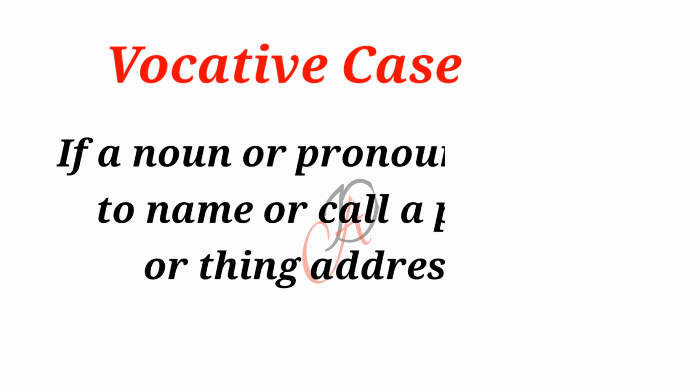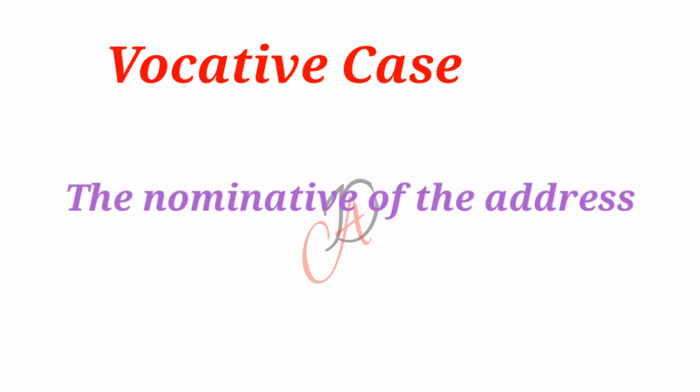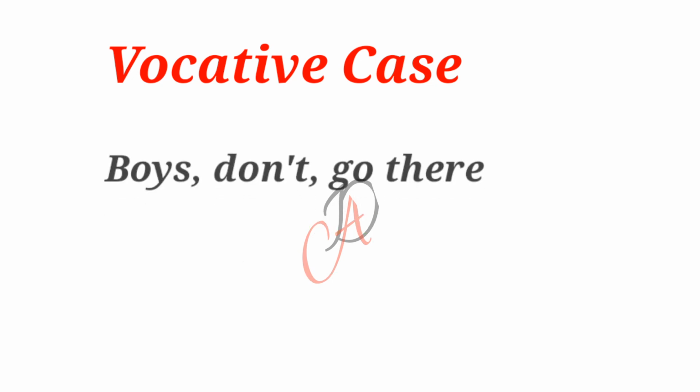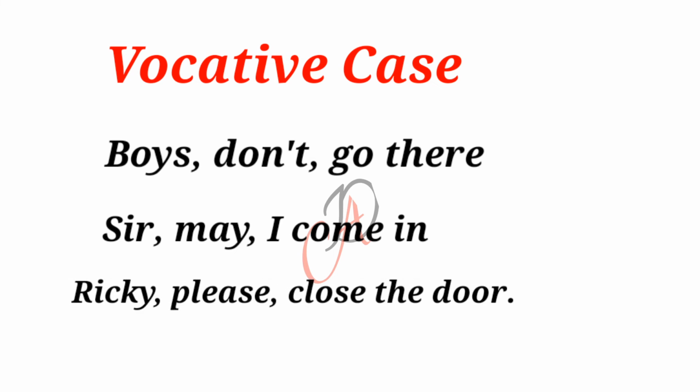And let's move on to the next noun case, that is vocative case. If a noun or a pronoun is used to name or call a person or thing addressed, it is said to be in the vocative case. This is also called the nominative of address. Generally, it is used to get the attention of a person or thing. For example, boys, don't go there. Sir, may I come in? Ricky, please close the door. In all these examples, boys, sir, Ricky are the names of the persons addressed. Hence, they are said to be in the vocative case or nominative of address.